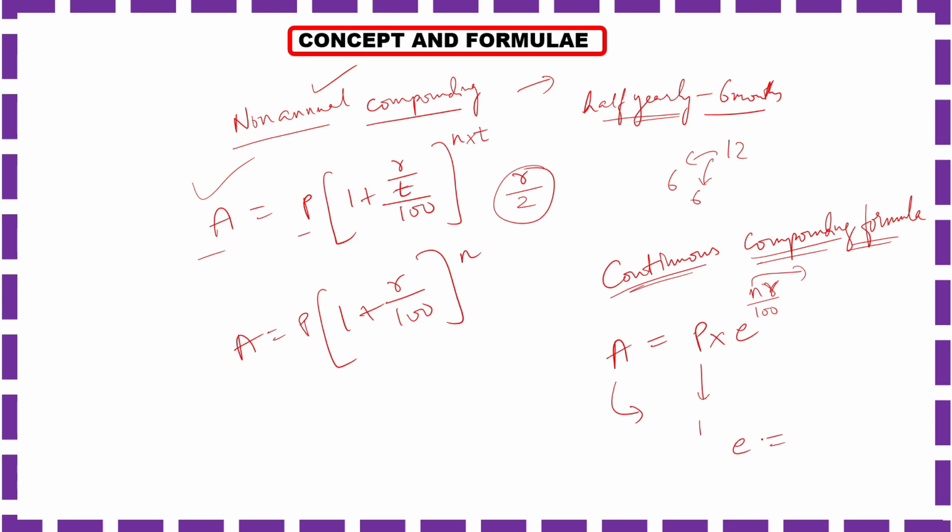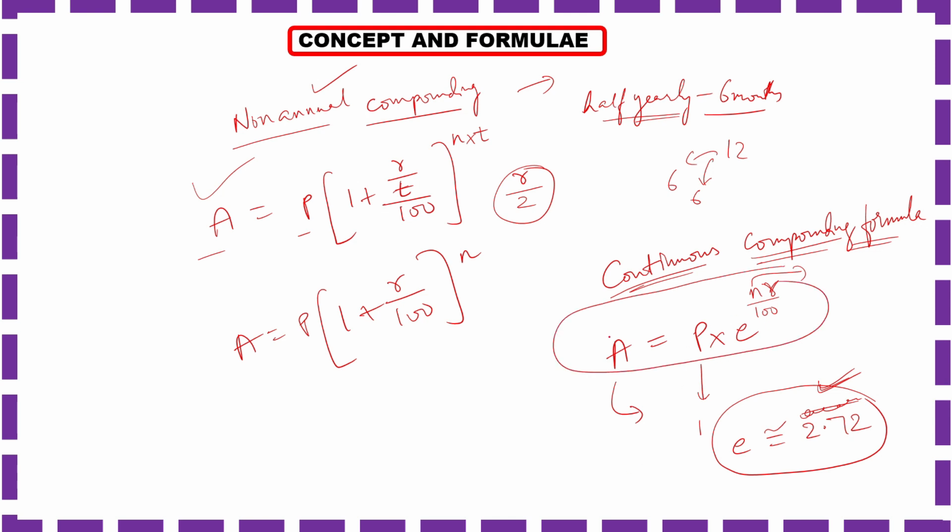approximately equal to 2.72. Most probably this value will be given in the examination, right? This will be described. In case it is not described, what will you do? That's why just remember this, E is approximately equal to 2.72. We will apply this formula also, we will take an example in this session itself. So let's move on to the session.